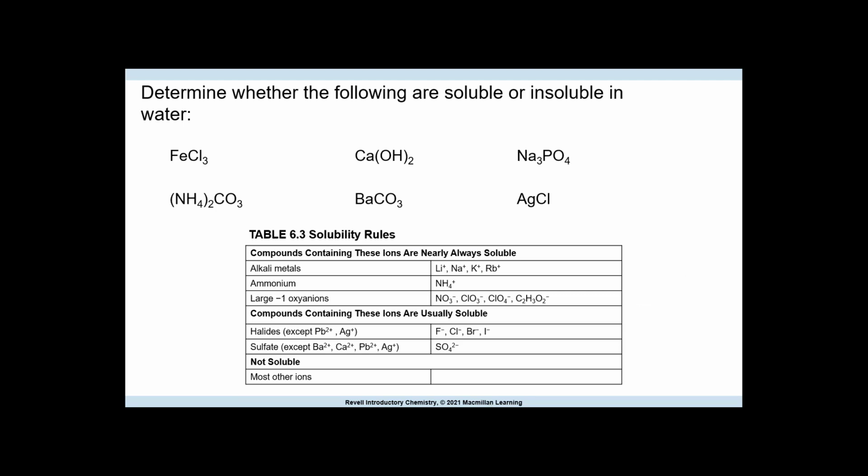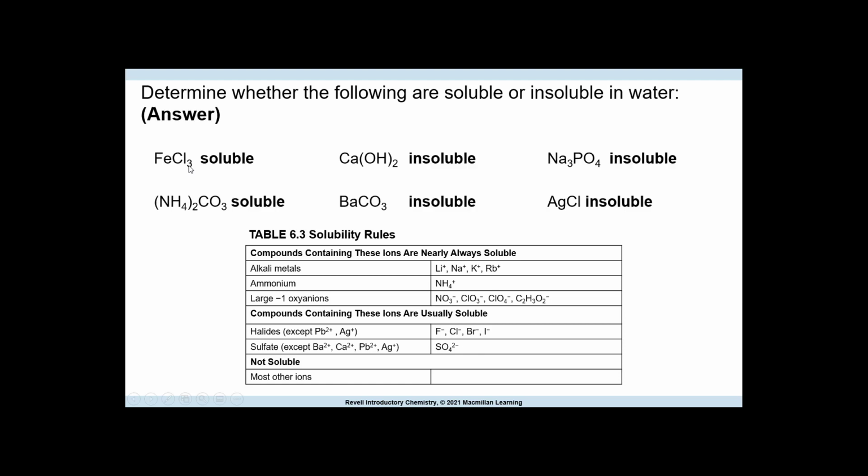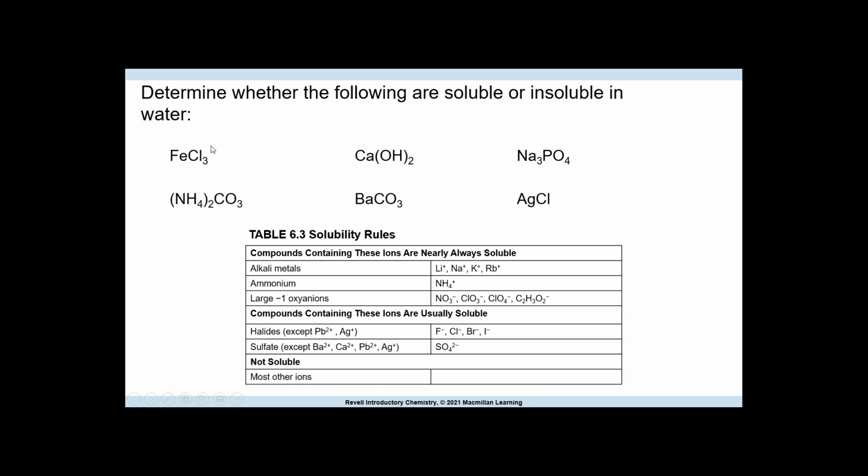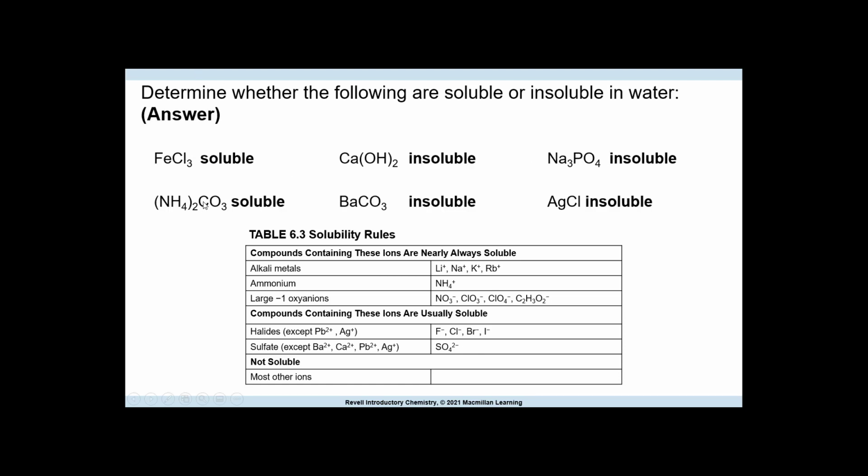Okay, so determine whether the following are soluble or insoluble in water. So we have iron(III) chloride. Do I have them all? Yeah, I do. Okay, so let's just go through. I'm going to show you the answers so we can help you understand how to read it. Because like I told you, here's this table that I don't like. Okay, so let's take a look. We have chloride and we have exceptions, and this is not in the exceptions. Iron is not, so it's soluble.